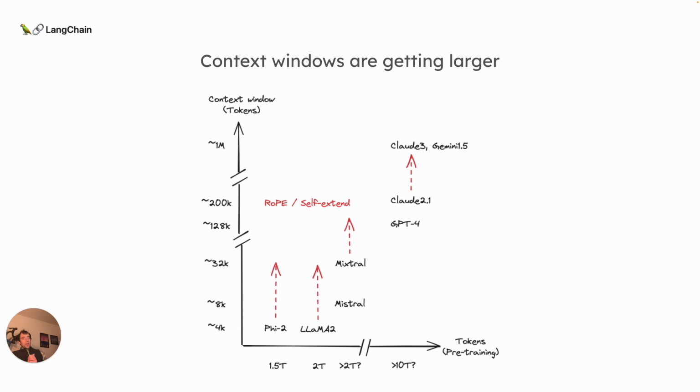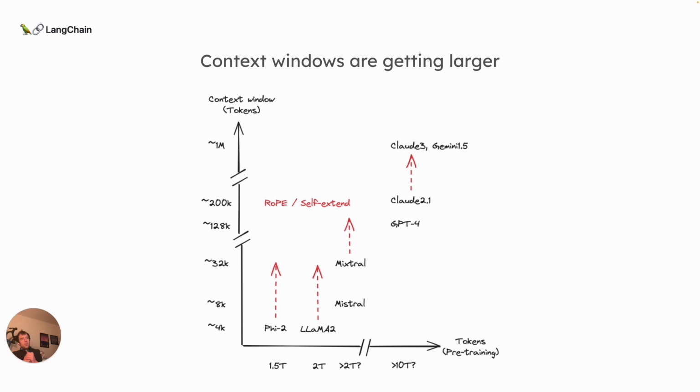So we all recognize that context windows are getting larger for LLMs. On the x-axis, you can see the tokens used in pre-training. That's of course getting larger as well. Proprietary models are somewhere over the 2 trillion token regime. We don't quite know where they sit. And we go all the way down to smaller models like Phi-2 trained on far fewer tokens.